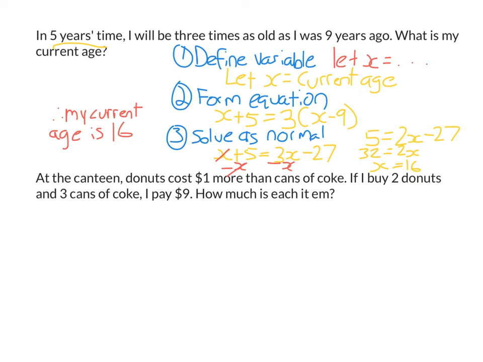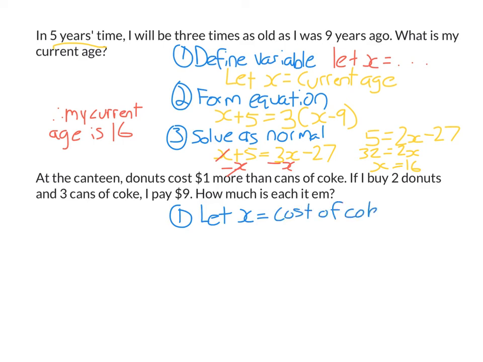So the first step is to define our variable. So what I want to do is let x equal something. Now here, I'm actually finding 2 things. I want to find the cost of a donut and the cost of a Coke. So I'm just going to let x equal one of those things. Usually it's easiest if we let it be the smaller quantity, but it doesn't matter. So I'm going to let x equal the cost of the Coke.